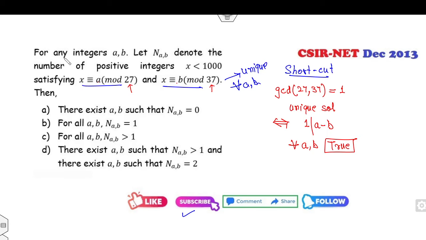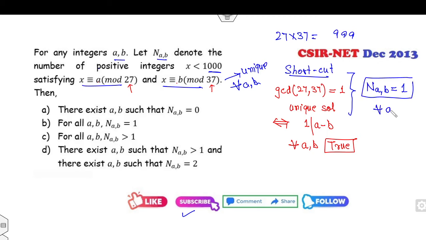Now you can read the statement. For any integers a and b, let N(a,b) denote the number of positive integers less than 1000. Clearly, firstly we can see that 27 into 39 is less than 1000. Fine. So that means this problem has a unique solution. So how many solutions have you obtained? N of AB will be 1. So 1 for all a and b. There exists a 0. Wrong. For all a and b, yes, 1, because of uniqueness. It is not unique. There exists greater than and less than. Fine. So the right answer is only B.